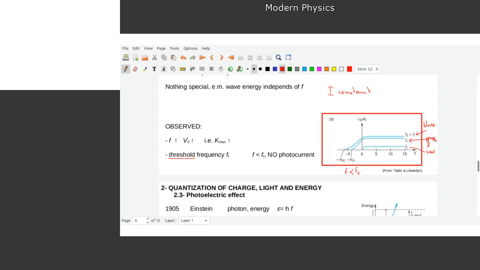When you increase the frequency, you increase the stopping potential, meaning that you increase the kinetic energy in general, and the maximum kinetic energy in particular. And you observe a threshold frequency, and if the frequency of your light is smaller than this threshold frequency, you won't observe the photoelectric effect, okay? So classically, this is really no explanation.